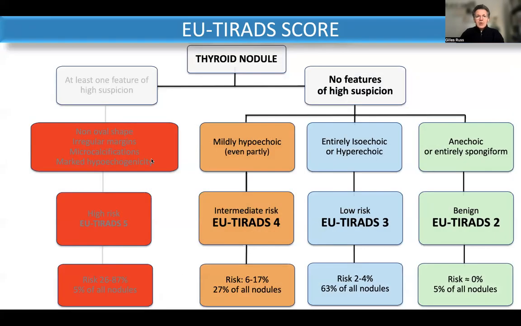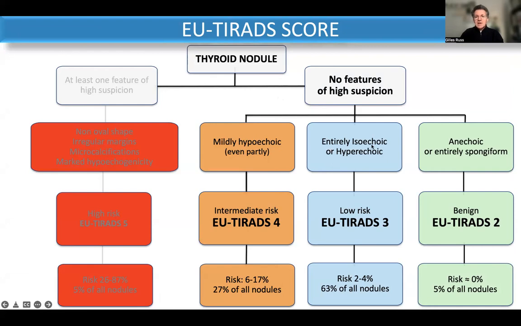Now, let us carry on with the EU-TIRADS score. If you have none of these four features of high suspicion, the system is very simple because it relies only on the echogenicity of the solid part of the nodule. That is to say, if it is mildly hypoechoic, even partly, then the nodule is at intermediate risk of malignancy. EU-TIRADS 4 does represent around 1/4 of all thyroid nodules.